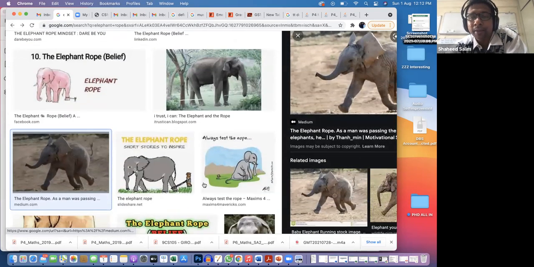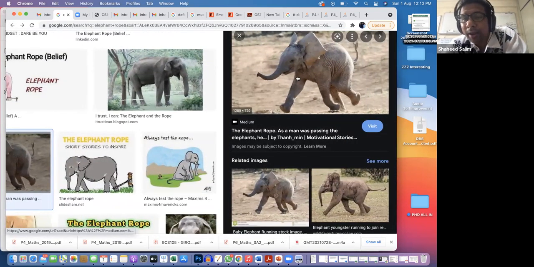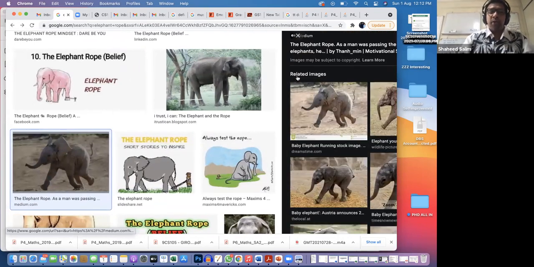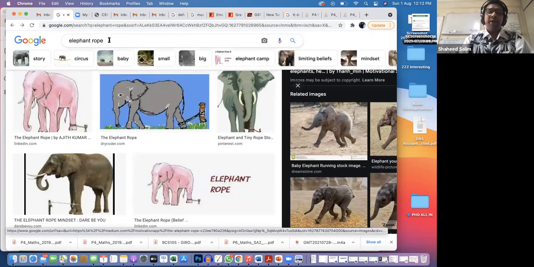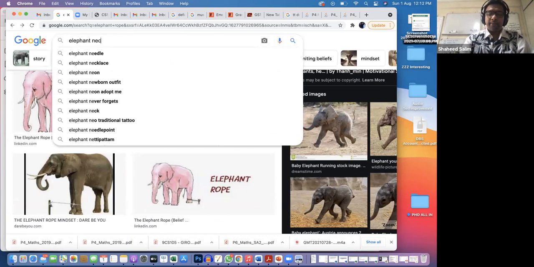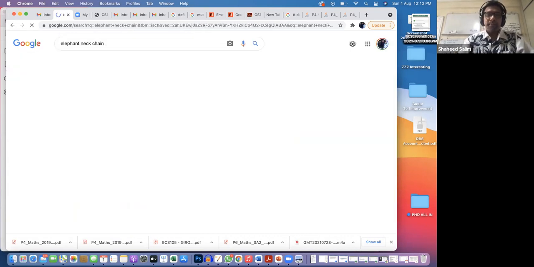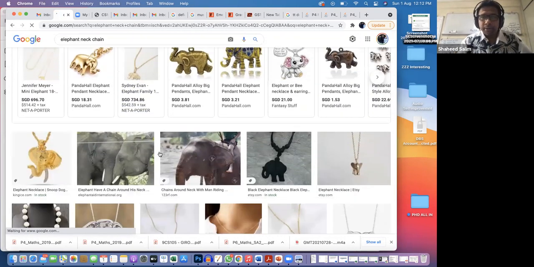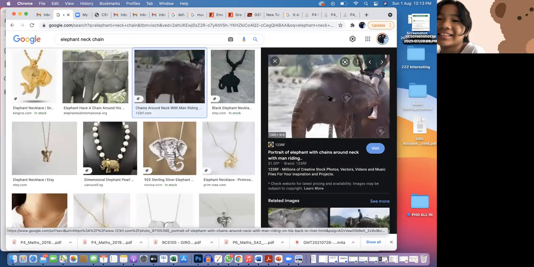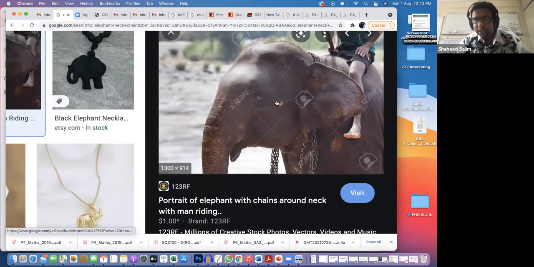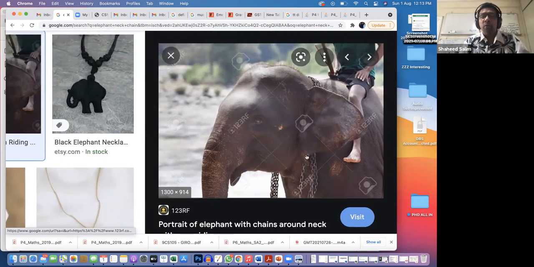So baby elephant like what? Like this one here. So what do they do? I'm going to show you now. Elephant neck chain. Can you see down here? Can you see there's chains down here? So this chain, they are going to put it around the neck, and then they use a huge iron nail, and they whack it to the ground.